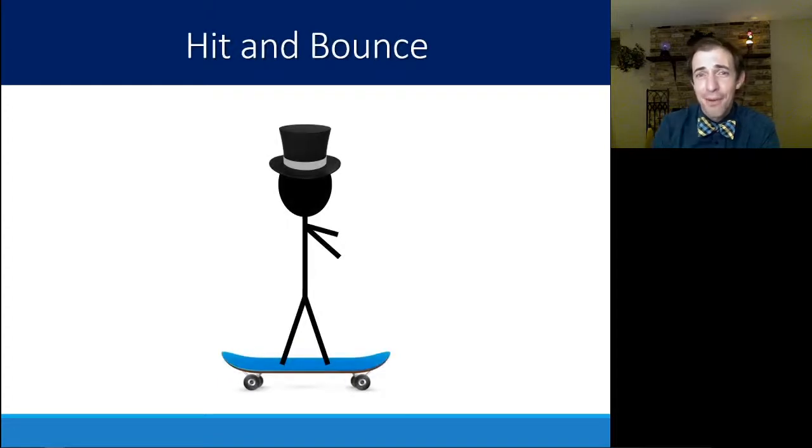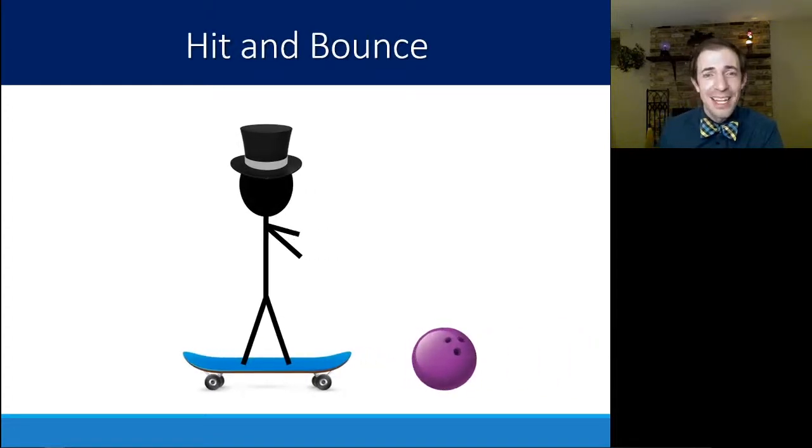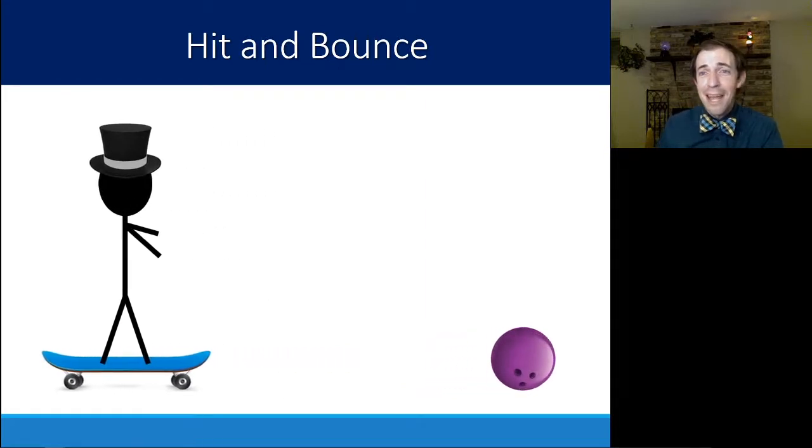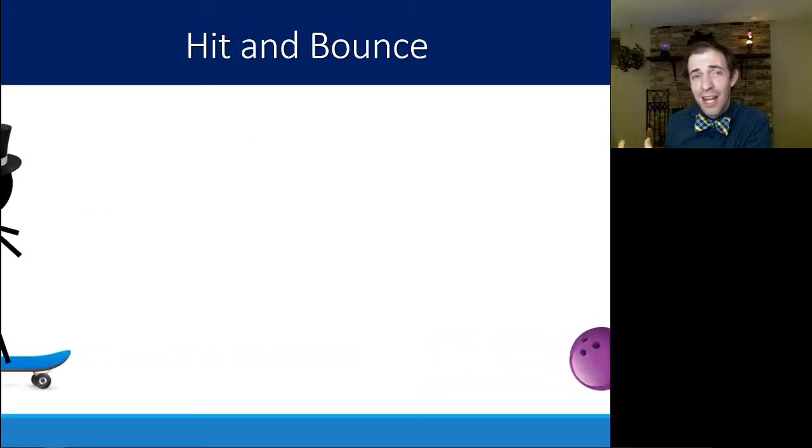Our second example is going to be called the hit and bounce. Here we have a bowling ball rolling and it hits the skateboard. It bounces, so it has its own final velocity.